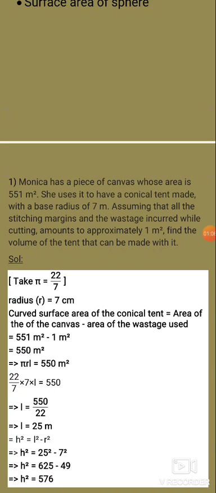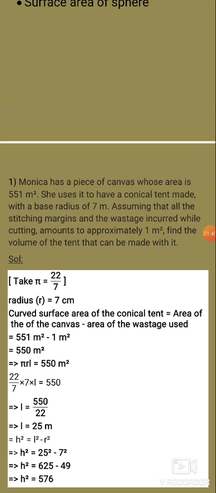Now listen carefully. What are the conditions given here? Yes, radius is equal to 7 meter. Now curved surface area of the conical tent. So conical tent is here. So we need to find out curved surface area, which is equal to the area of that canvas, it is given 551, minus area of the wastage used, that is 1 meter square. So 551 minus 1 is equal to what? 550 meters square.